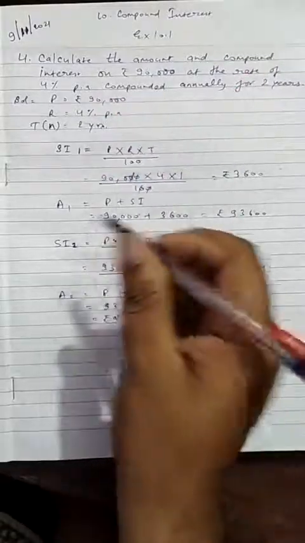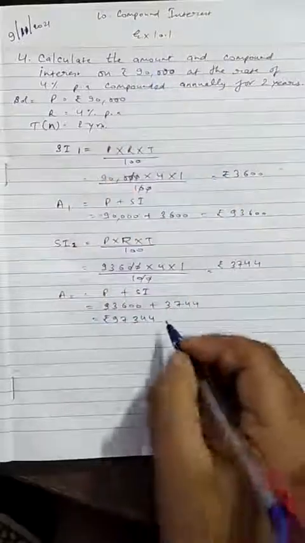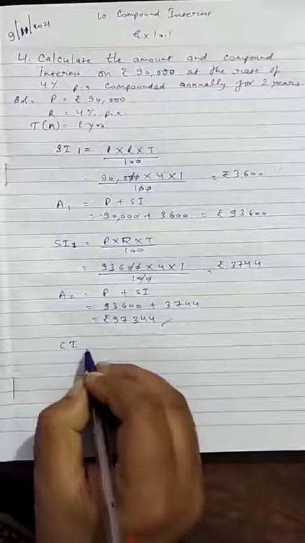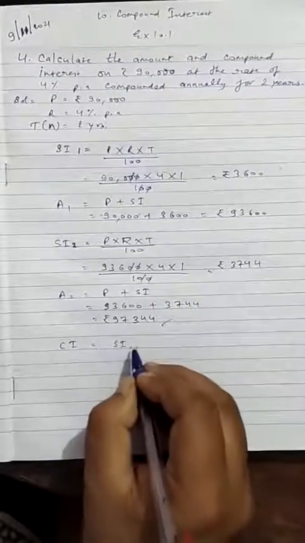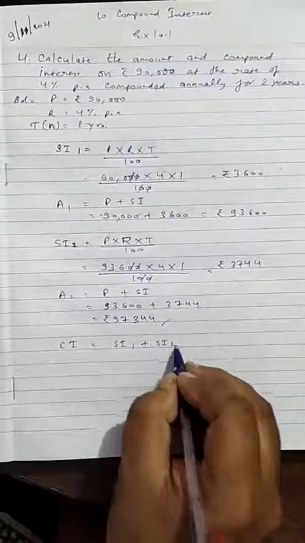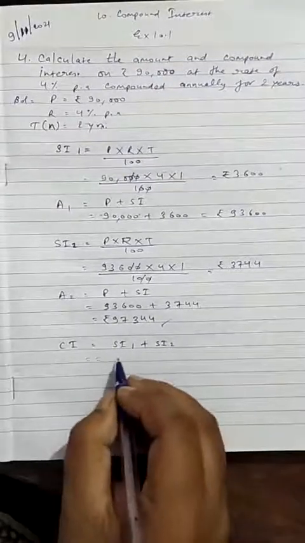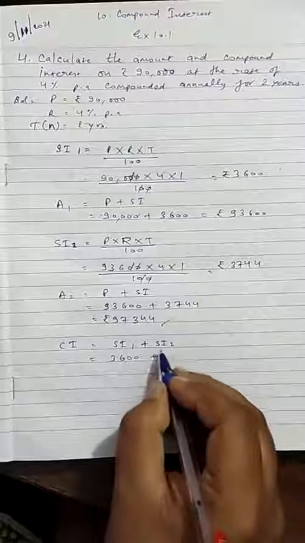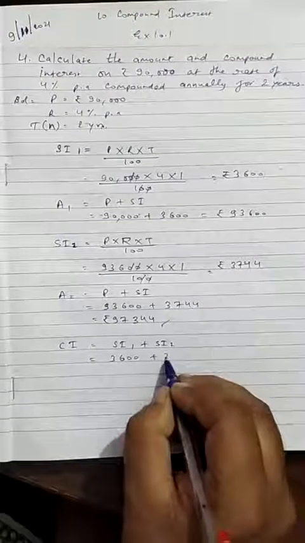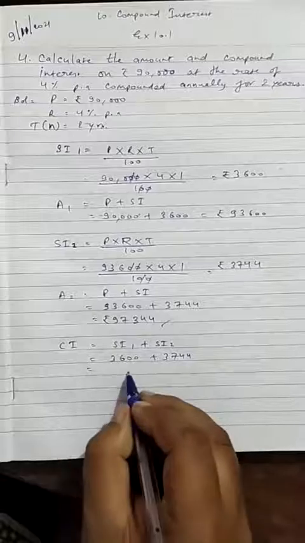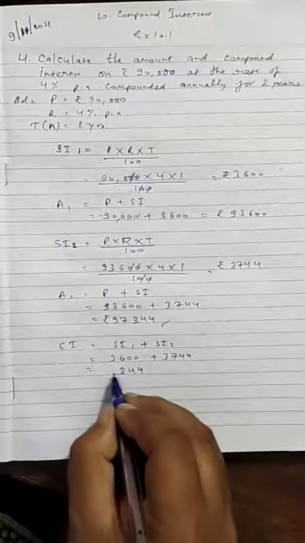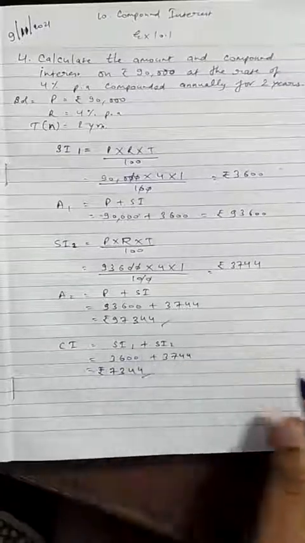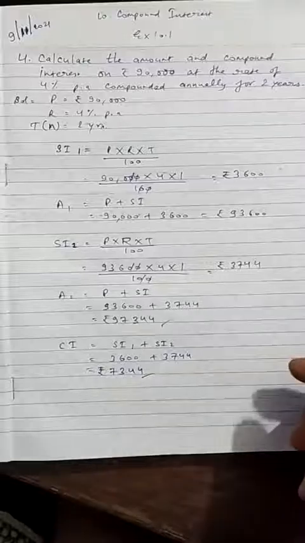Okay, this is one of the answers that is asked, the amount, and now we have to find the compound interest. So the compound interest will be the sum of both the simple interests, SI1 and SI2. So simple interest for the first year is 3600, and the simple interest for the second year is 3744. So this is rupees 7344. Likewise you will try the rest of the questions.